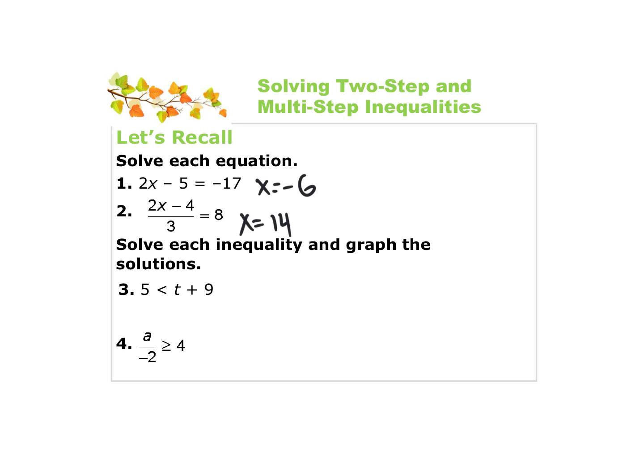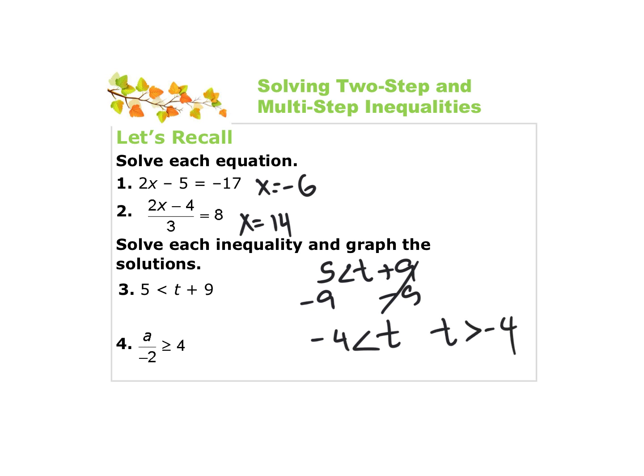Now for the inequalities, we have 5 is less than t plus 9. I will subtract 9 on both sides. We're going to get negative 4 is less than t. We can rewrite it as t is greater than negative 4 by keeping in mind that the bigger part of the inequality is still facing the t. So you could write negative 4 is less than t, or t is greater than negative 4, and they're both correct.